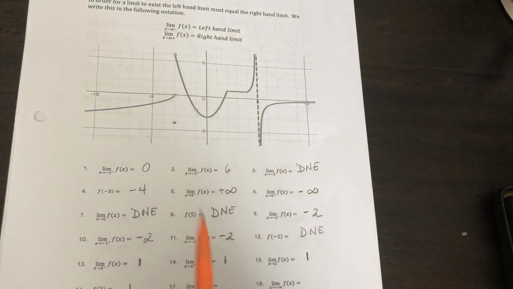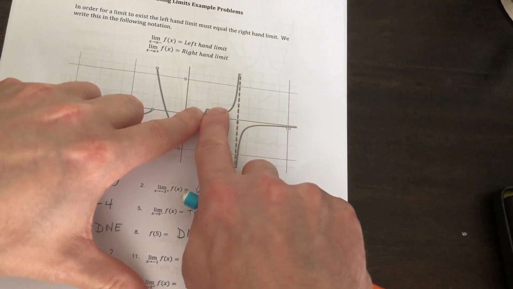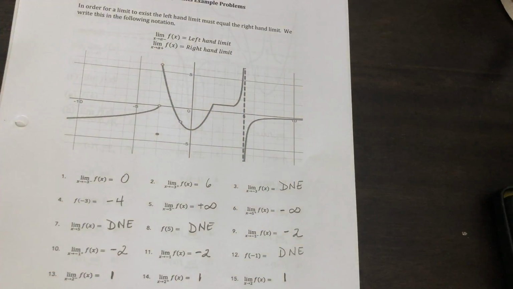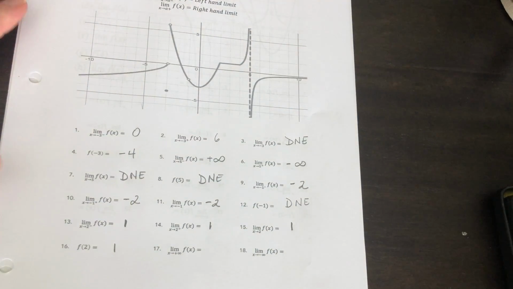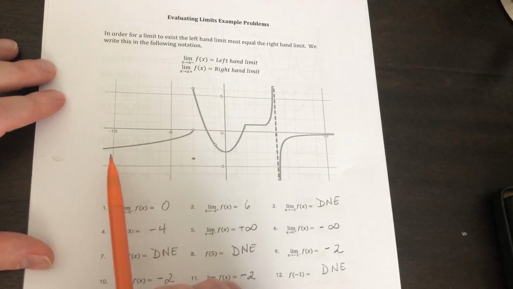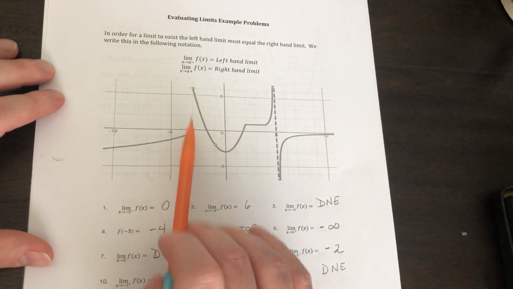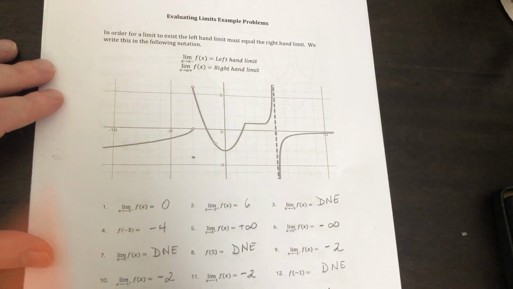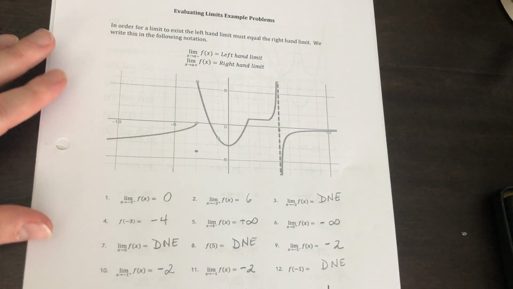Now, the way I look at it is if your fingers meet up at the same point, the limit exists. So there's no jumps in the graph. If we're looking at x equal to -3, this is called a jump discontinuity, when there's a jump in the graph. So just keep that in mind.